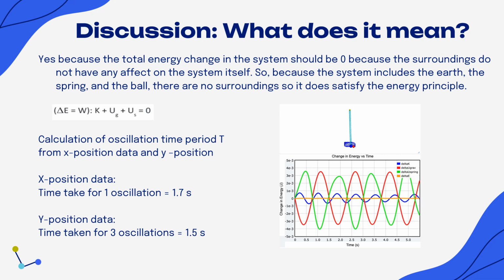For the second part, for the calculation of oscillation time period T from x position and y position data, we saw that for x position data, the time for it to take one oscillation was 1.7 seconds, and for y position, it took around 1.5 seconds.